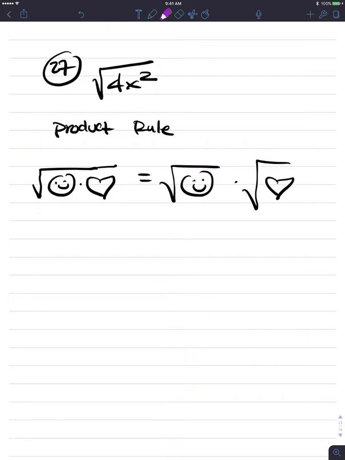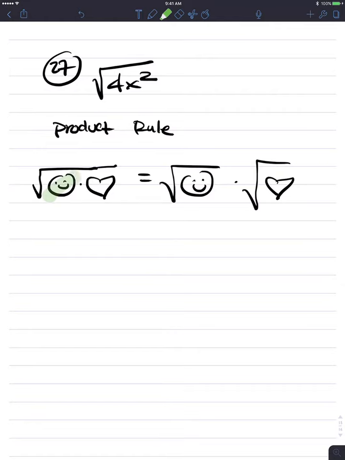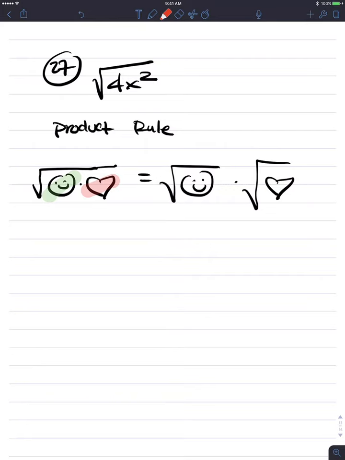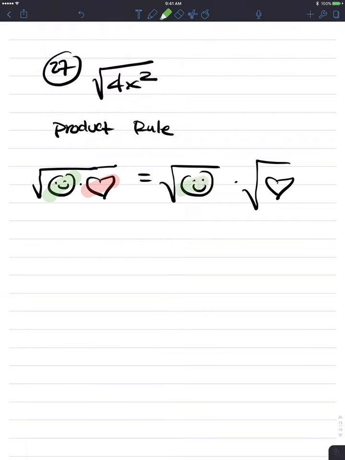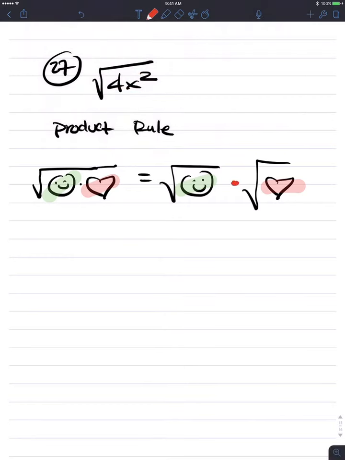Notice what you guys see here. Under the radical, you have a happy face multiplied to a heart. That's under a single radical. And your operation's multiplication. Well, that could be written as the square root of the happy face times the square root of your heart. We call this the product rule because what's happening here is a product. This is what we're going to use.